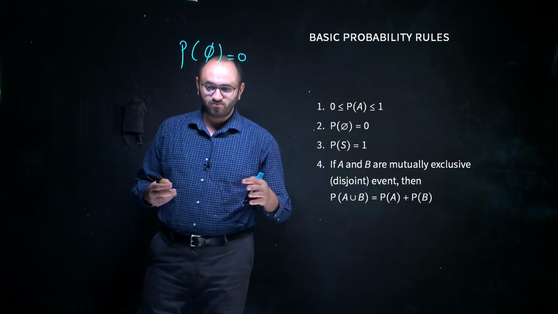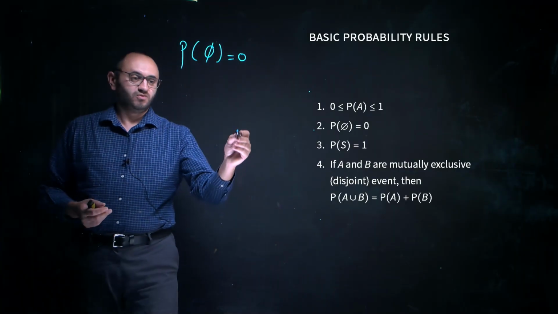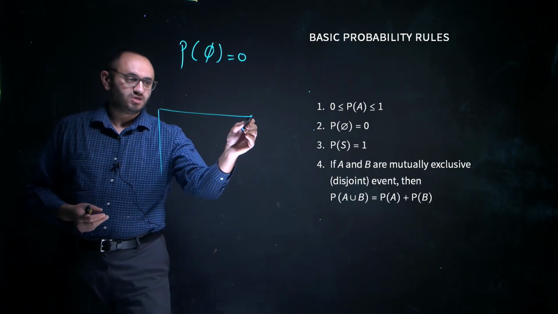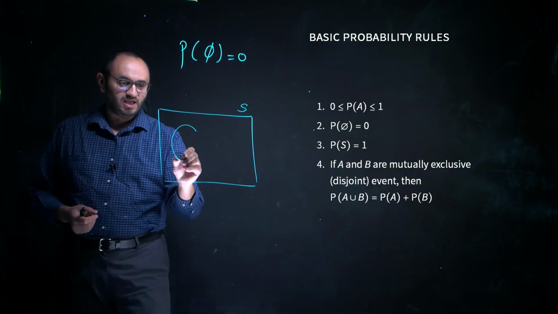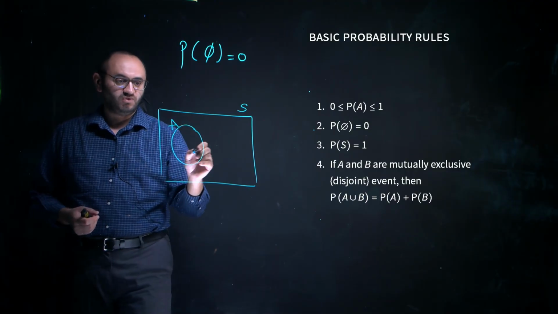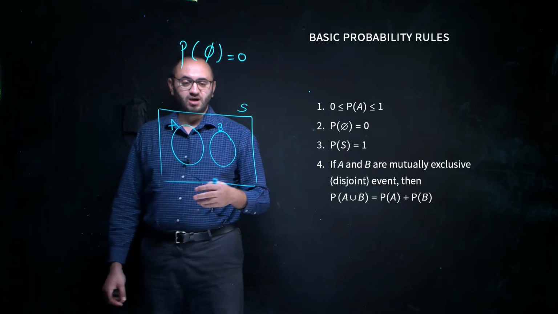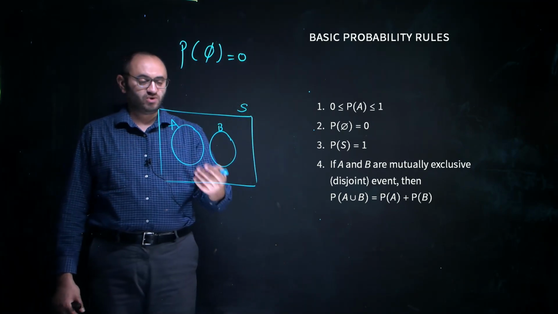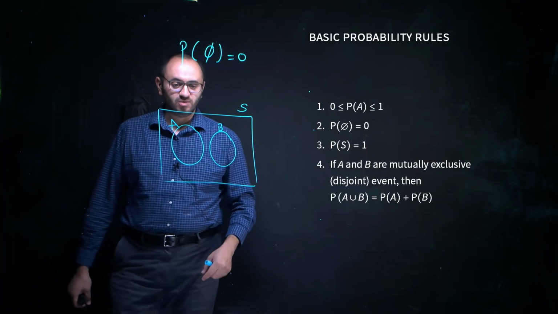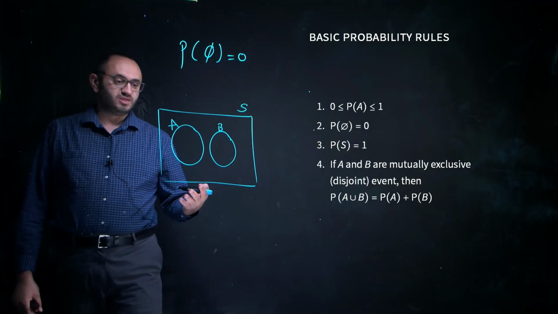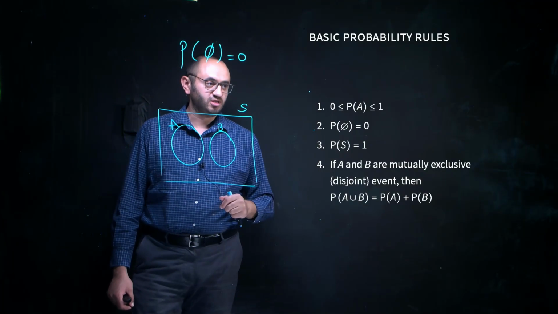So if we have two mutually exclusive or disjoint events, such as the following. Suppose this is our sample space, or S, and we have event A and event B, and those events are disjoint, as you see, or mutually exclusive, or there is no overlap or common elements in both of them. In this case, probability A union B equals probability of A plus probability of B.